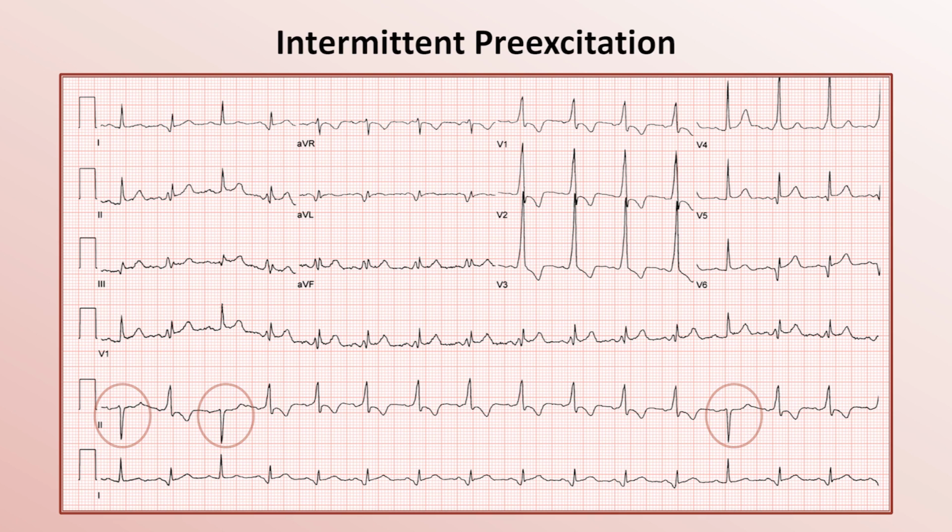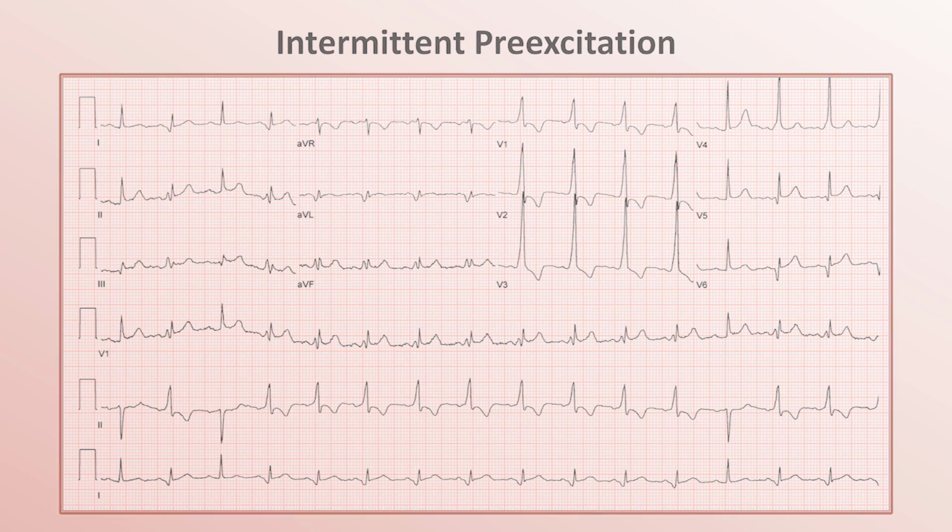interval. A specific subtype of intermittent preexcitation can occur in which every other complex is preexcited, alternating with ones that are not. This highly unusual phenomenon is predictably called preexcitation alternans. That concludes this video on the Wolff-Parkinson-White syndrome and preexcitation.